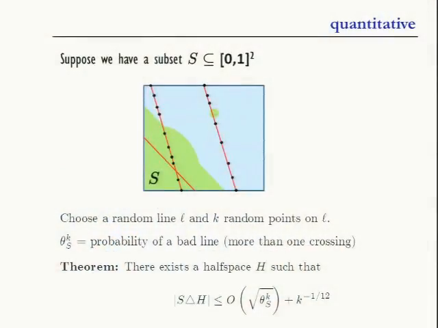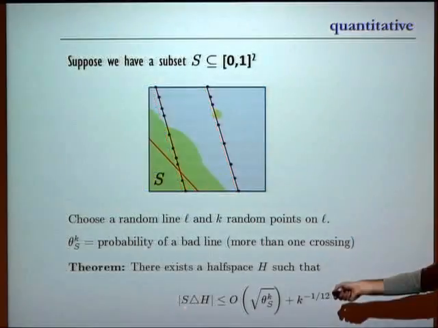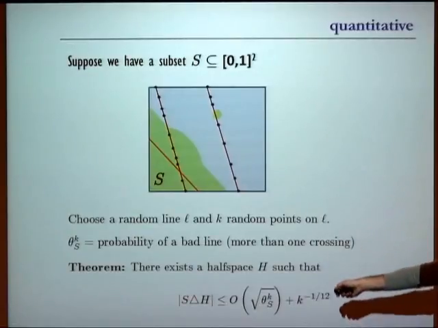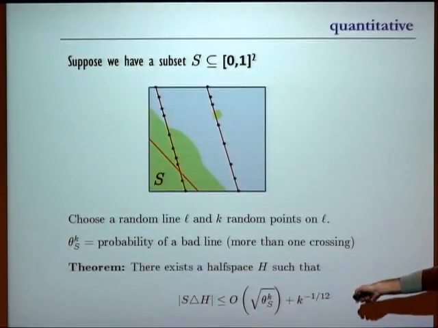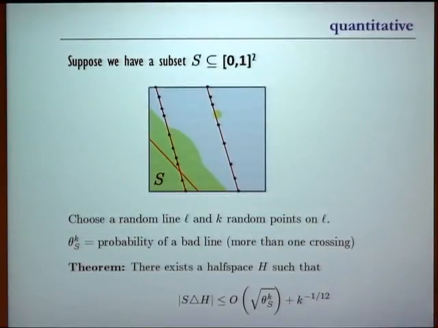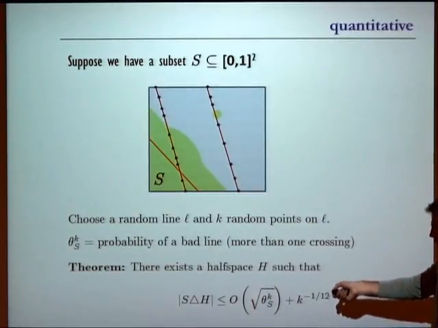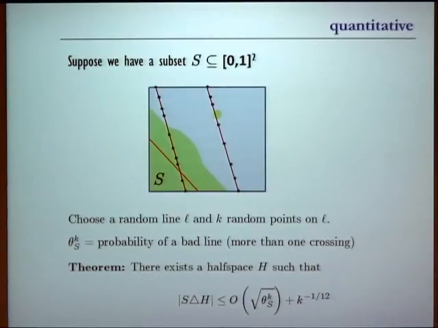Okay? So the main technical theorem is that there exists a half space such that the symmetric difference between S and the half space, I didn't take the intersection with the square, is only square root of theta, plus something that depends on the granularity of your ability to look at the space. So there's some error term that depends on k. It's actually not clear whether this is necessary, but it doesn't matter so much for us. And in fact, and this is odd, I didn't expect this, this square root is responsible for the square root in the square root log n.